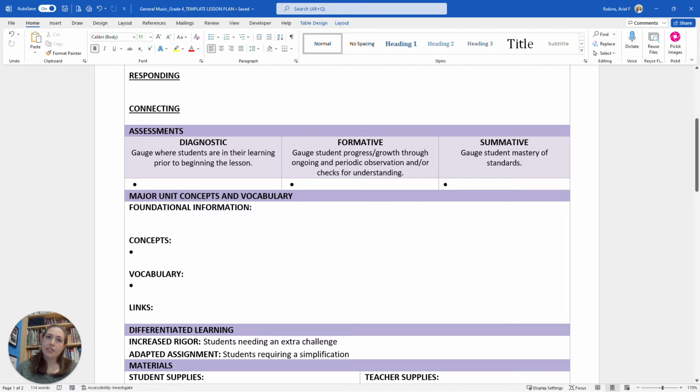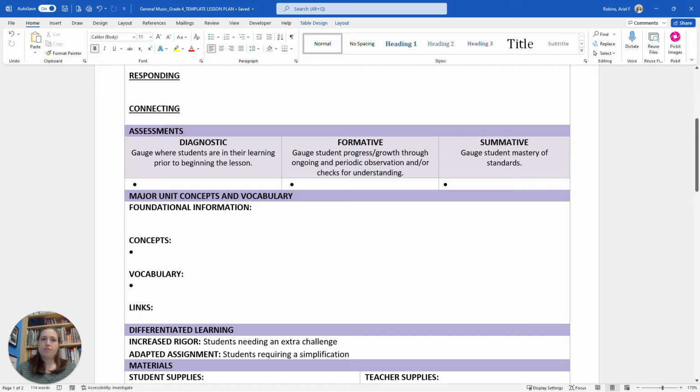How are you gauging their progress throughout the lesson? And as music teachers, most of the time this will be just observation of performance or maybe some sort of discussion. And then how do you gauge whether they master that standard? And a lot of the times you can't gauge that after one lesson plan. So it might be that this doesn't go into every single lesson plan. And maybe at the end of the unit, you're seeing how they mastered all of the standards in that unit.